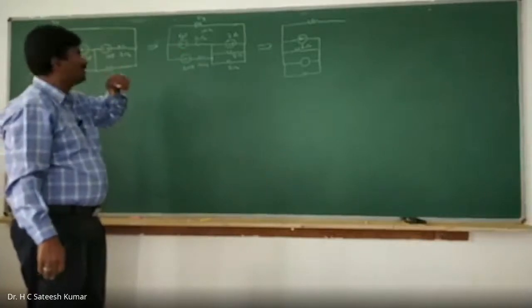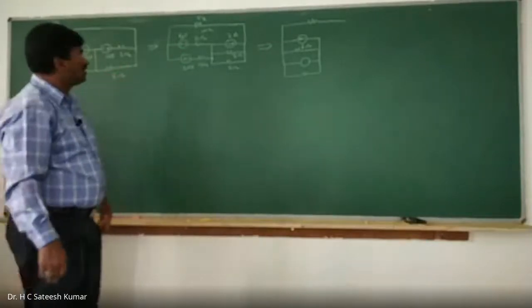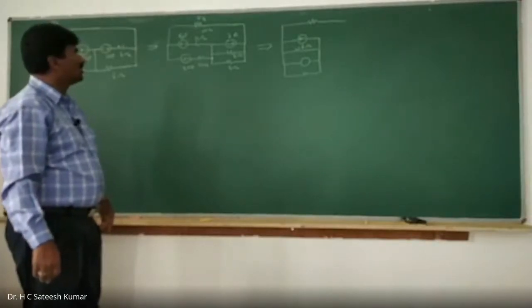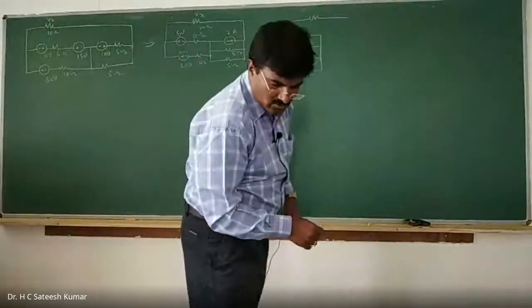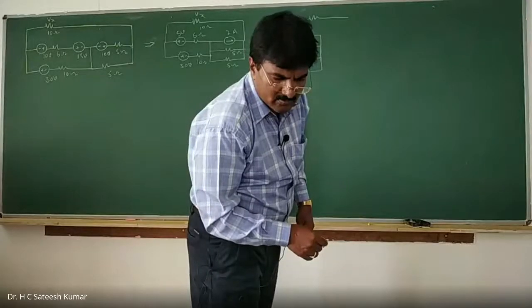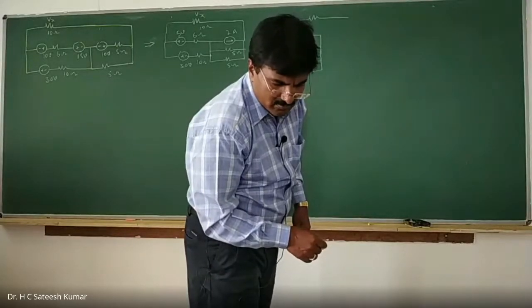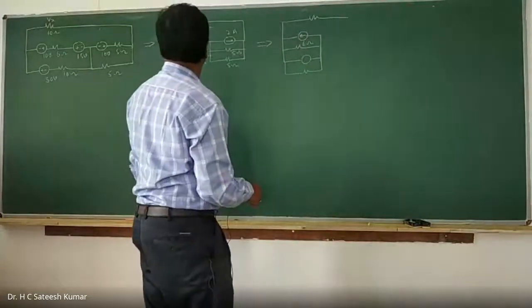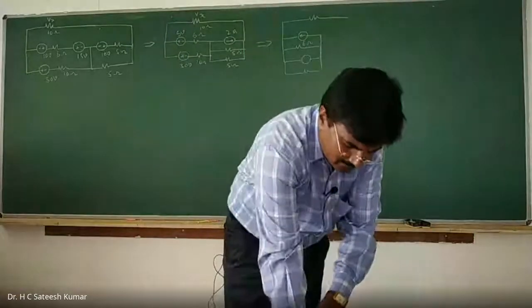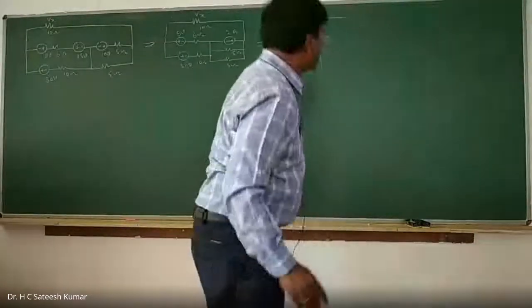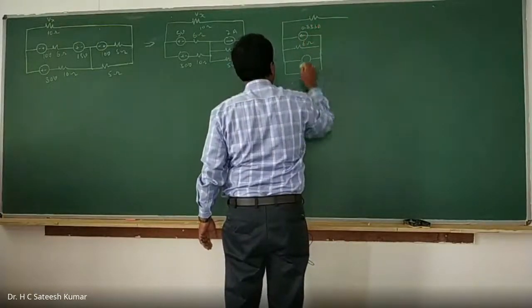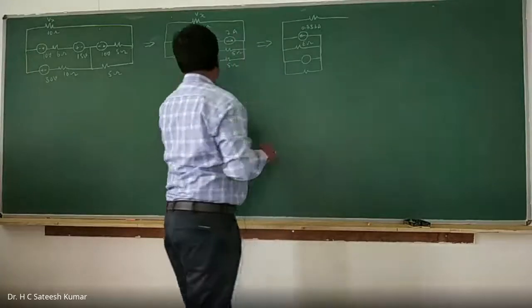5 by 6 is 0.83. 0.833 amps comes. Okay, right. Now what is it that we have?